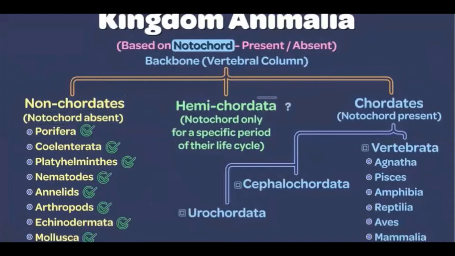We've seen what hemichordates are: the organisms which have a notochord only for a specific stage, the embryonic stage to be precise. Now we look at the next category, that is chordates.